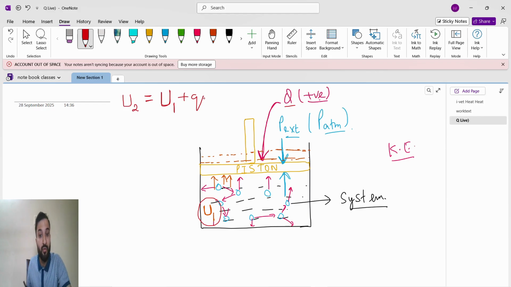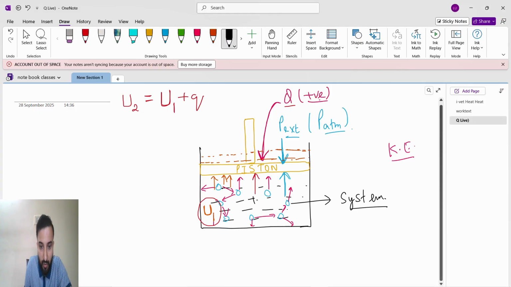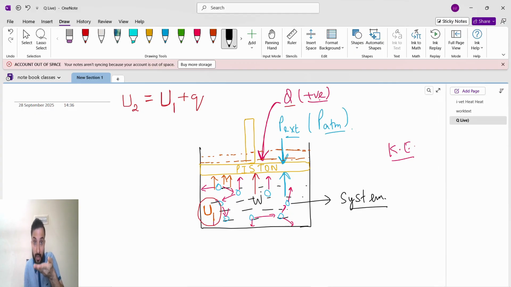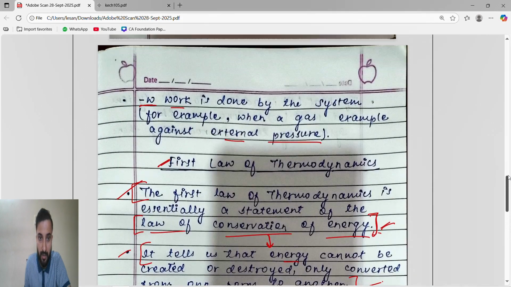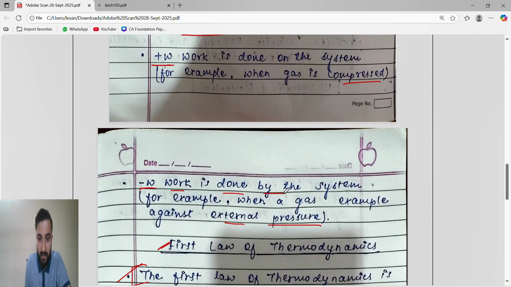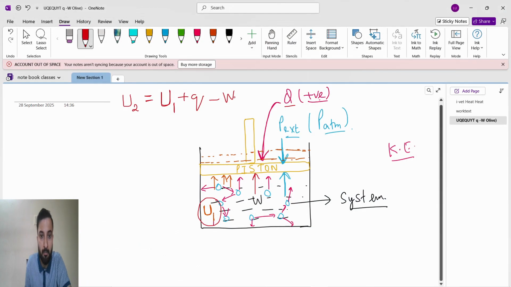So plus Q. When heat is applied to the system, from down what is happening? From down the work done. What happened, guys? Work done on the piston. So the piston went up, which means work done by the system. Work done by the system means what? Minus W. See here, work is done by the system, it is minus W. So I will write down minus W.